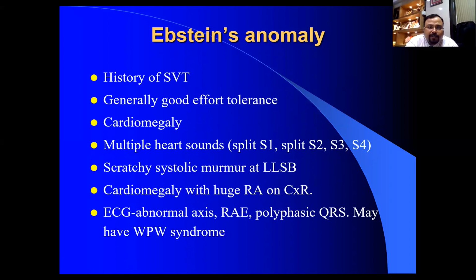If there is history of SVT, they have generally good effort tolerance because RV compliance is very good. Cardiomegaly: you can see cardiomegaly with cardiothoracic ratio of more than 0.7, sometimes up to 0.8 or 0.9.